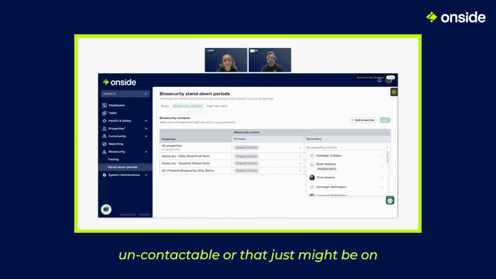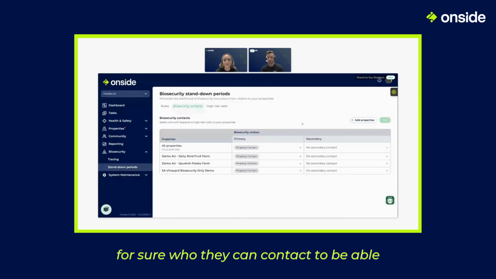Someone might be in a shed and uncontactable, or they just might be on holiday or something like that. So you can have a whole bunch of secondary contacts as well. So no matter what, the person visiting, if they break a stand down rule or get one of these notifications, they'll know for sure who they can contact to be able to make sure they're allowed on site that day.